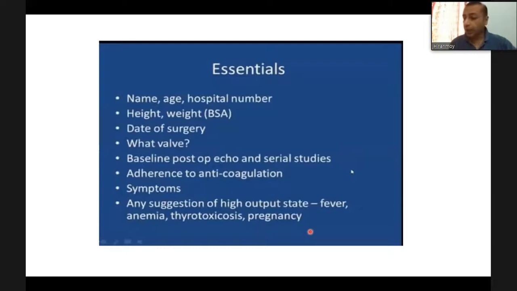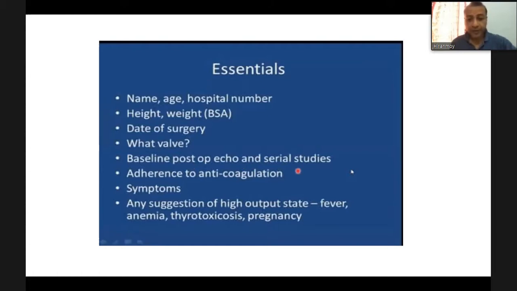Before you do imaging of the prosthetic heart valve, you have to have some background knowledge of the patient, particularly name, age, and hospital number, so that misidentification cannot happen. Another is height and weight of the patient, which is very important in prosthetic valve evaluation. Also the date of surgery, when it was implanted, and what type of valve is implanted, because each type has a different hemodynamic profile.